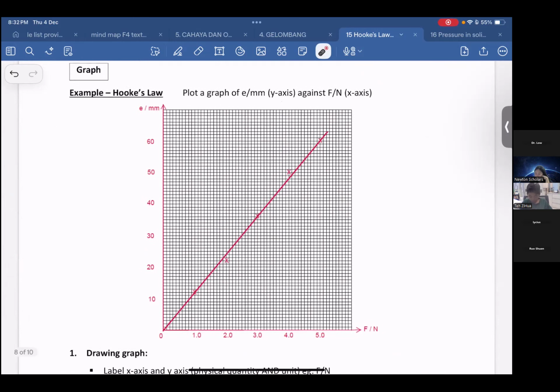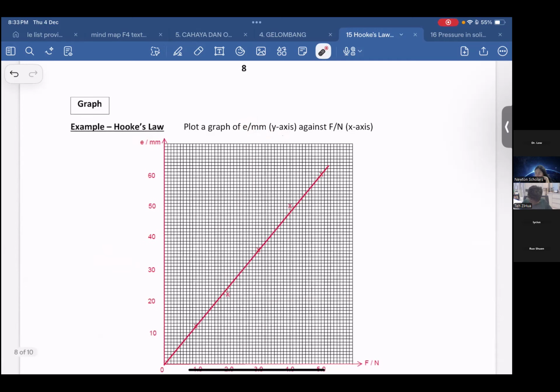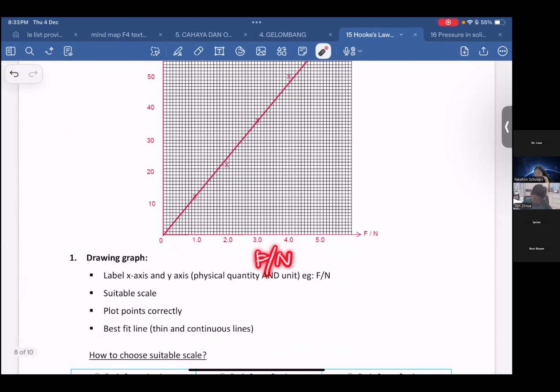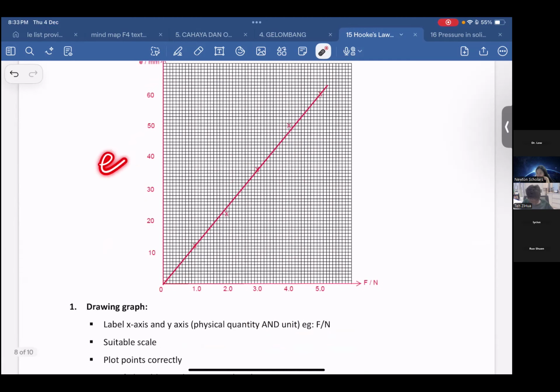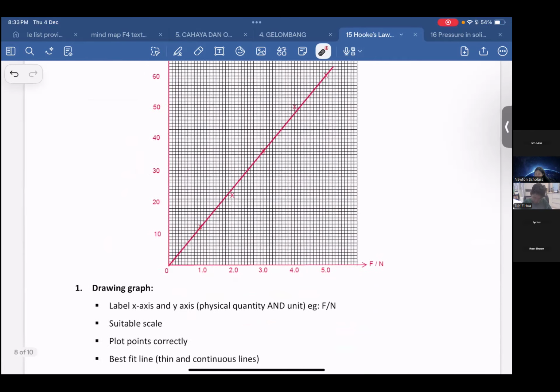Let's say this question has E, extension in mm, on the y-axis. So here I will write E/mm. Then here F/N. F is the physical quantity, and N is the unit for force. If you only write E, F, then there is zero mark. As long as you write this here, you score 1 mark for Paper 6 already. So this is the first point.